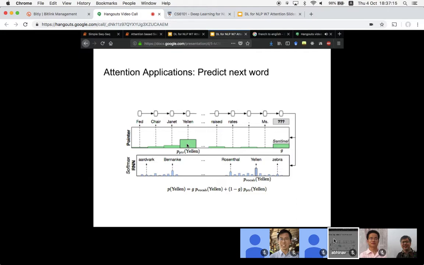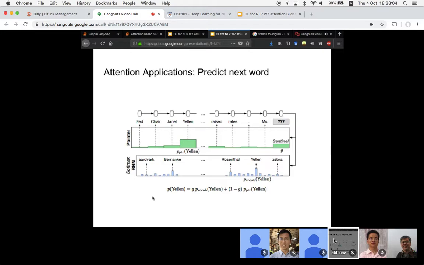In this paper they give a mixture model. So what is a mixture model? If you use the pointer, you only consider the words that appeared previously. What if the word did not appear previously but is in the vocabulary? Actually, you cannot predict a word that is in the vocabulary but has not appeared previously. So in this case, we should better use the original softmax method and pick a word from the vocabulary, right? The cases can change. In some cases we better pick a word from the vocabulary, and in others we should pick a word from the previously appeared words, for example this very rare word, Yellen. So how do we switch between these two cases?